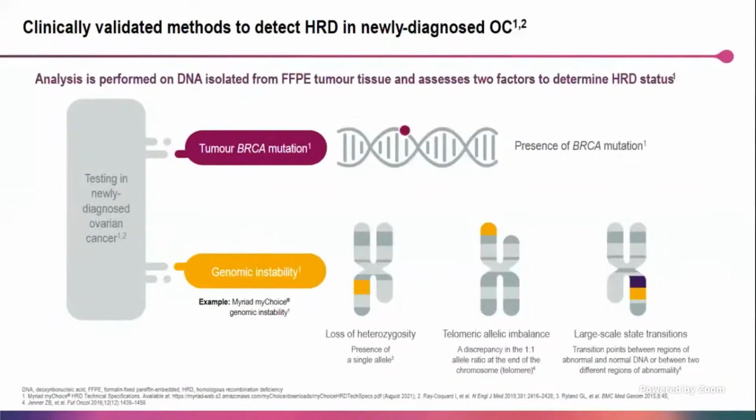So whenever we are testing, tumor BRCA mutation is one of the methods, and then genomic instability, which has three methods: LOH, telomeric allelic imbalance, and large-scale state transition. Next slide.